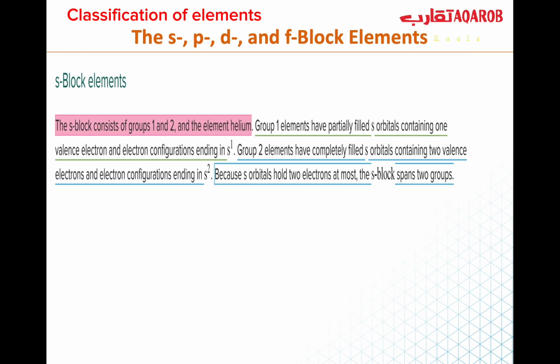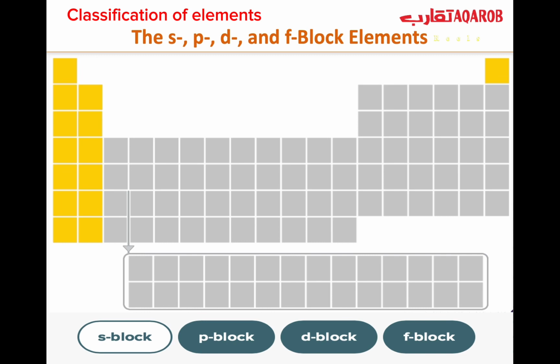What do you mean by completely filled S? It means S is totally filled by 2 electrons. So filled S orbitals contain 2 valence electrons and the electron configuration ends in S2. Because the S orbital holds 2 electrons at most, the S block spans 2 groups. As we said before, S holds only 2 electrons, so that's why it spans 2 groups. So this is S block: group 1, group 2 plus helium.